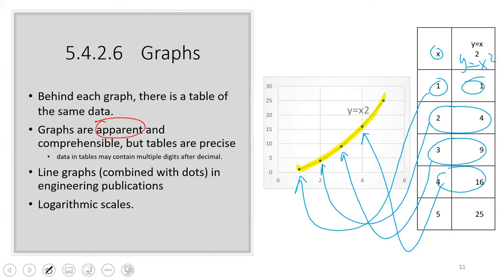Apparent, comprehensible. However, tables are more precise. For example, if I have a 3.3, then its square would be 3.3 squared. Whatever it is, you can see the decimals.